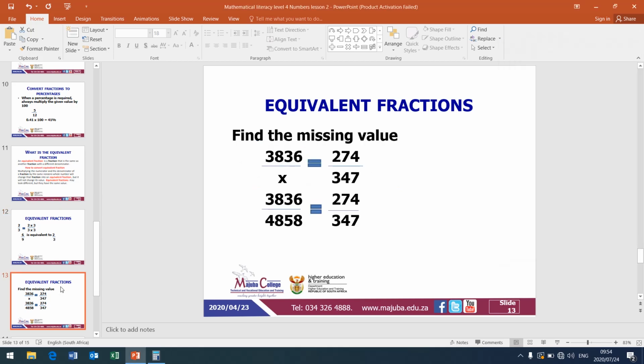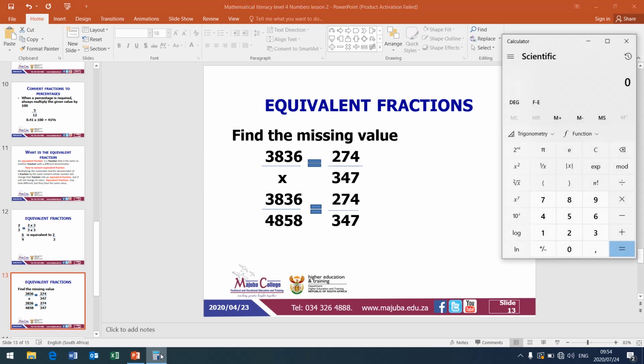Then let us look at a different example of equivalent fractions. Let us find the missing value. We are told that these two fractions are equivalent to each other, but we must find the missing value. What is more important is that we have 274 over 347. Looking at the numerator, we must find the number that we can multiply to give us 3,836. Then we take the denominator and multiply by that same number.